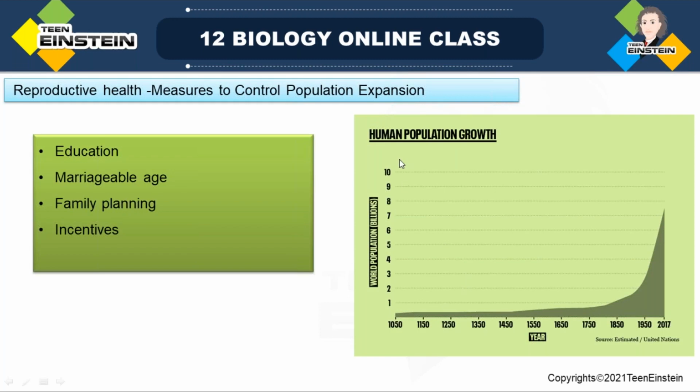Then how to control this population expansion or population explosion? We should give proper education about all these issues. Then marriageable age. We need to fix the marriageable age, and people should take a firm decision. The government has already set a marriageable age for female and male, so according to that, they should live their life. Then family planning. Family planning actions are very, very important to lower the level of this population explosion. Then providing incentives.